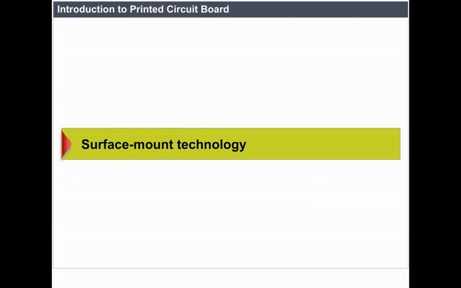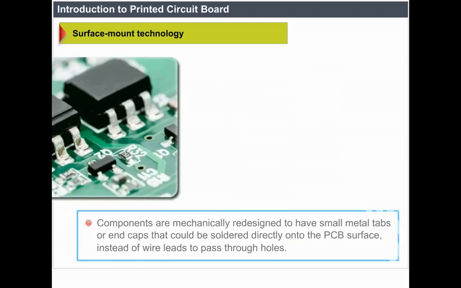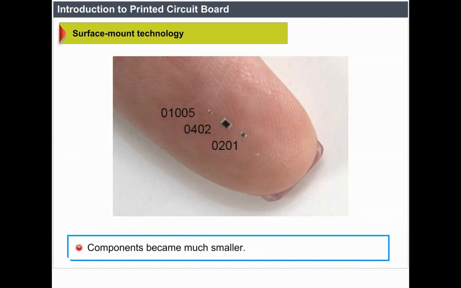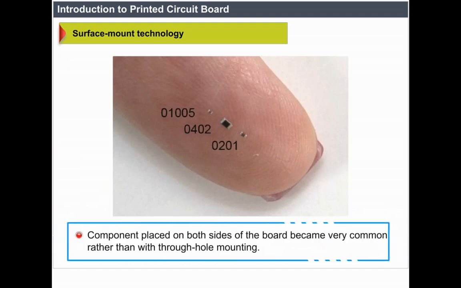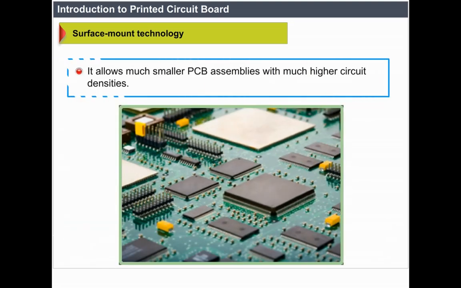Surface mount technology. Components are mechanically redesigned to have small metal tabs or end caps that can be soldered directly onto the PCB surface instead of wire leads passing through holes. Components became much smaller. Component placement on both sides of the board became more common than with through-hole mounting. It allows much smaller PCB assemblies with much higher circuit densities.